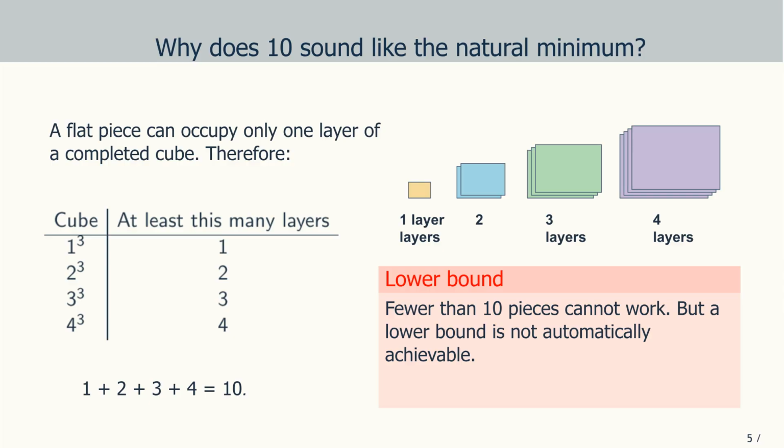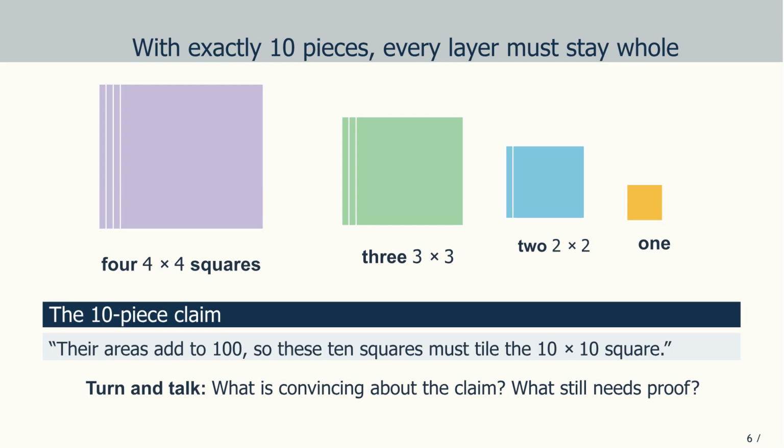A flat piece can only occupy one layer of a completed cube. By calculating the layers needed for each cube, we arrive at a total of 10 layers. This creates a lower bound, but as we will see, it is not necessarily achievable. If we have exactly 10 pieces, every layer must remain whole. The claim is that these 10 squares must tile the 10 by 10 square.